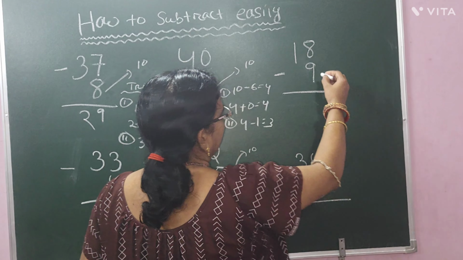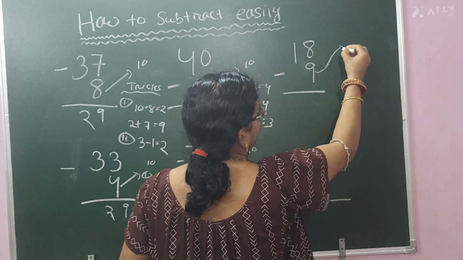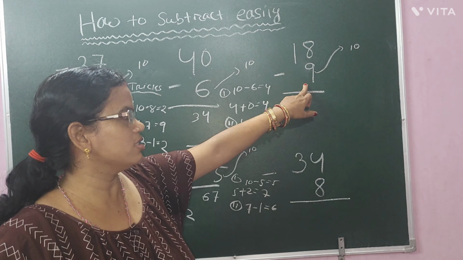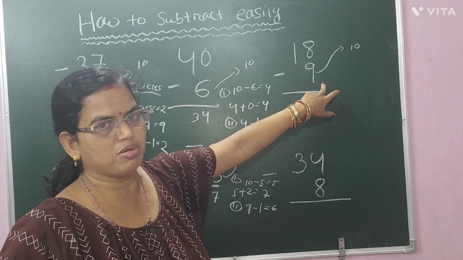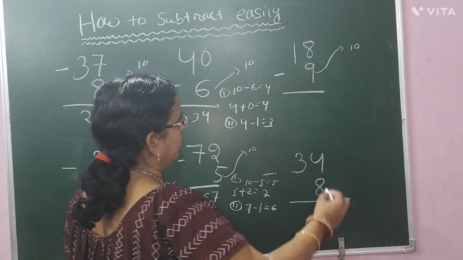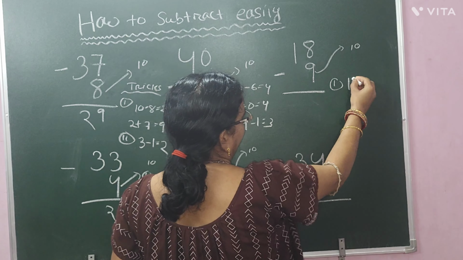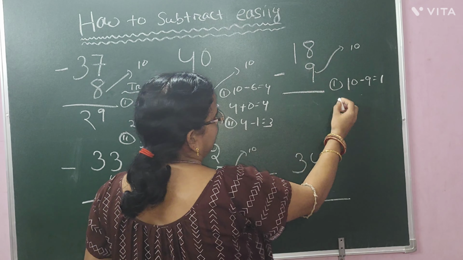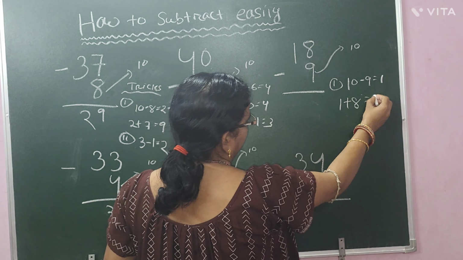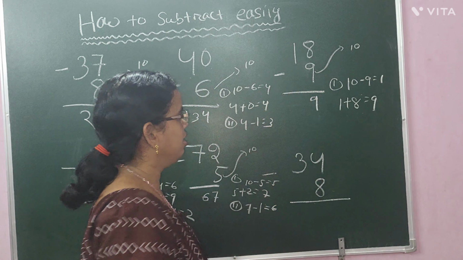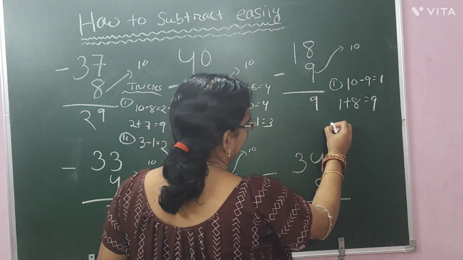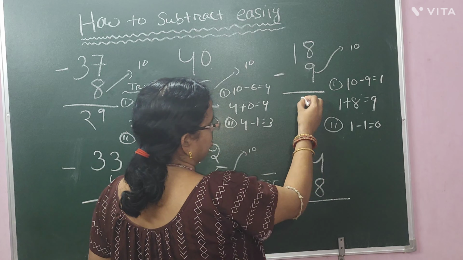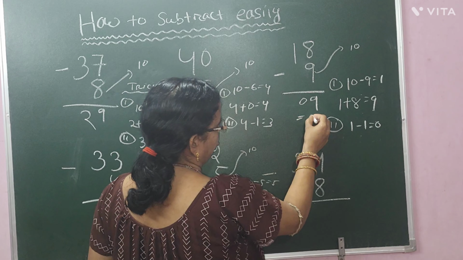Then next question. Take the nearest round number, which is 10. 10 is the nearest round number of 9. 10 minus 9 is equal to 1. 1 plus 8 is equal to 9. Write 9. Then, second point. 1 minus 1 is equal to 0. So 09, or only 9.